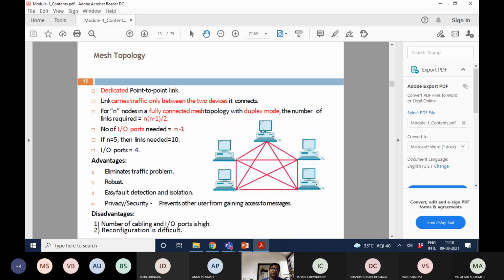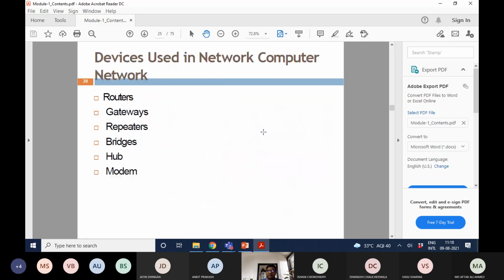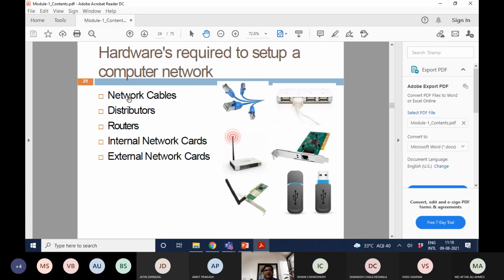We have already discussed topology. Then, what devices are there in a computer network that we use? You can remember some of the device names: network cables, distributors, routers, internal network cards, which I have already told you, NIC, network interface card, and external network cards also. These are some of the hardware required to set up a computer network.